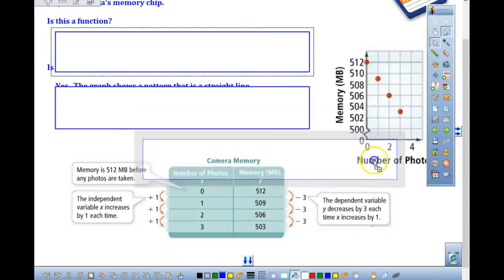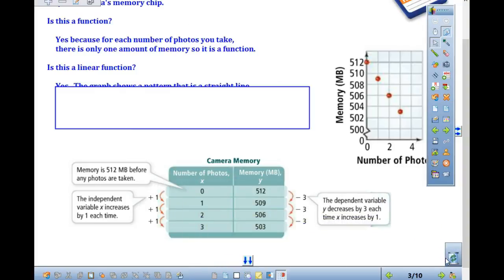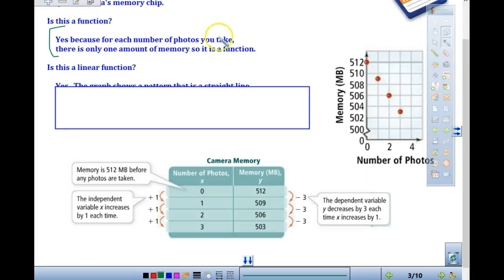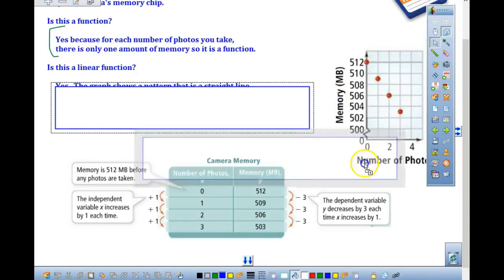So it says, is it a function? Definitely, yes. Each input has one output. That'd be the easiest way to answer that. Can you write all of this? Sure. Each input has one output. As you take one picture, you use more memory. Is it linear? In this case, it is linear.